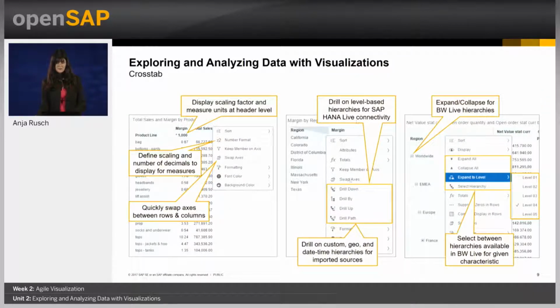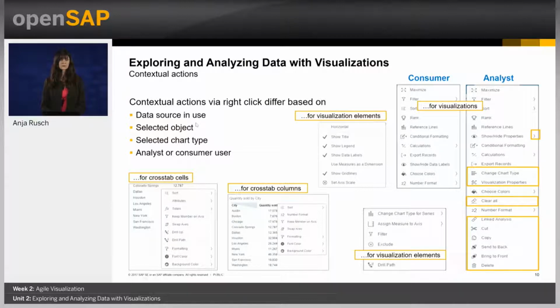You saw for the crosstab, for example, that we have different context menus. You could have drill down if you are working with offline data. If you are working with BW Live hierarchies, you can here expand your hierarchies. You can select your hierarchies. You can even have the scaling factors and unit of measure in the header available, just depending on which kind of data you have available.